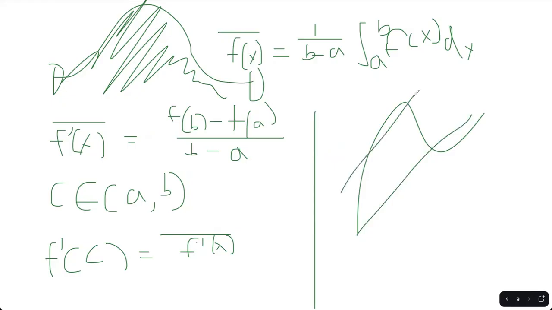There's like this one. This one is equal. This one is equal. There's actually quite a few in this example, but it just says there has to be at least one.